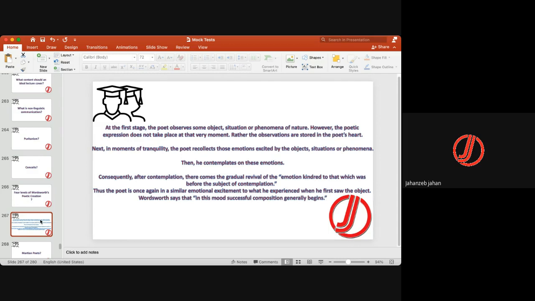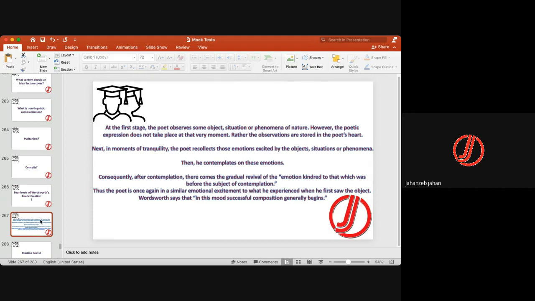So at first stage, the poet observes some object, situation, or phenomena of nature. However, the poetic expression does not take place at that very moment. Rather, the observations are stored in the poet's heart. Next, in moments of tranquility, the poet recollects those emotions excited by objects, situations, or phenomena. Then he contemplates on these emotions.